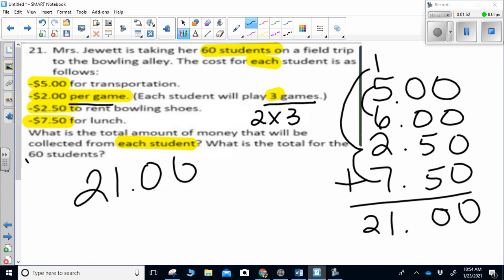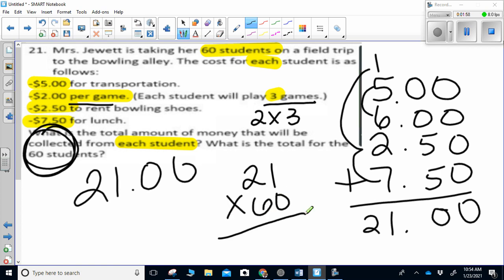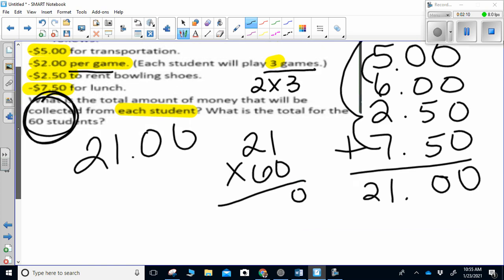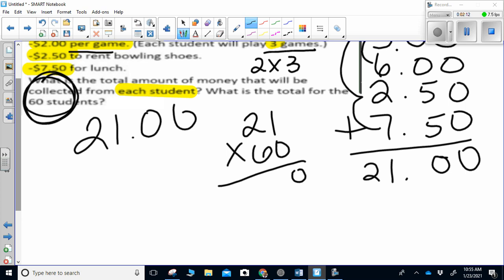But then she is taking 60 people. So I need to do 21 times 60 to find out how much money the kids are going to be spending for the trip. So the first thing I'm going to do is start with my ones place, but that's just a 0. And I know if I multiply that, all of them are going to be zeros. So I'm just going to go straight to the tens place. If I put down my 0, because the 6 is in the tens place, 6 times 1 is 6. 2 times 6 is 12. So the trip is going to cost $1,260.